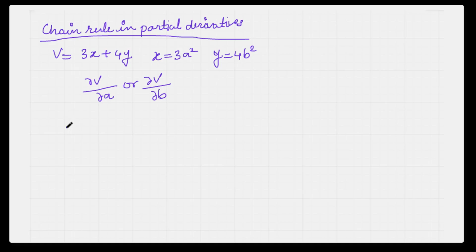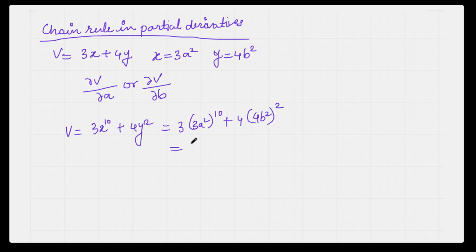But what if instead of this simple v function, this v could be something like 4x to the power 10 plus 4y to the power 2? Then substituting this 3a square here and this 4b square here, you would end up with something like 3 into (3a square) to the power 10 plus 4 into (4b square) to the power 2.